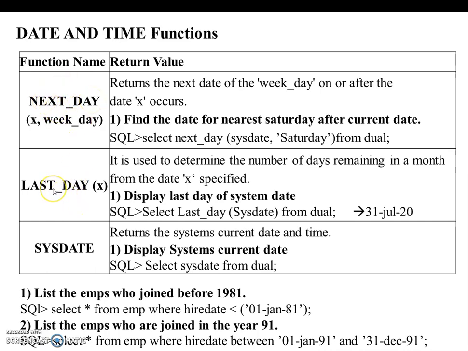Like next day, there is last day, and it will always return the last day of the given date's month. For example, for a system date, if we are in the month of July, then the last date for this July will be 31st of July. If we are in August, then the result will be 31st of August 20. If we are in January, then the result will be 31st of January. If we are in February, then the result will be 28 Feb 20. So like that, it returns the last day.